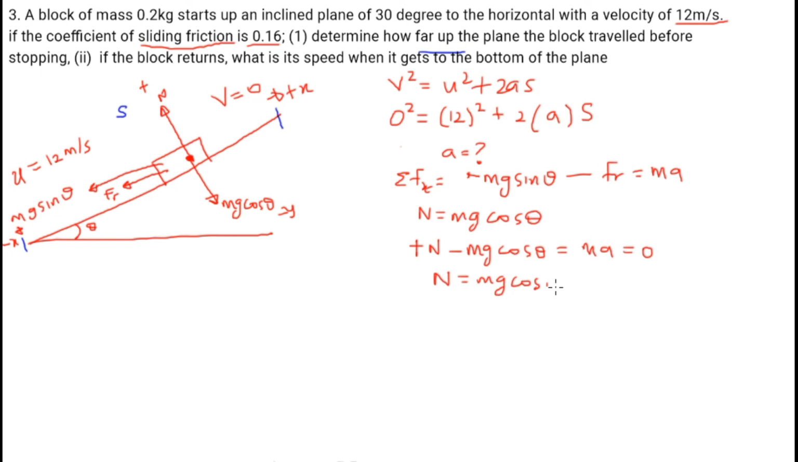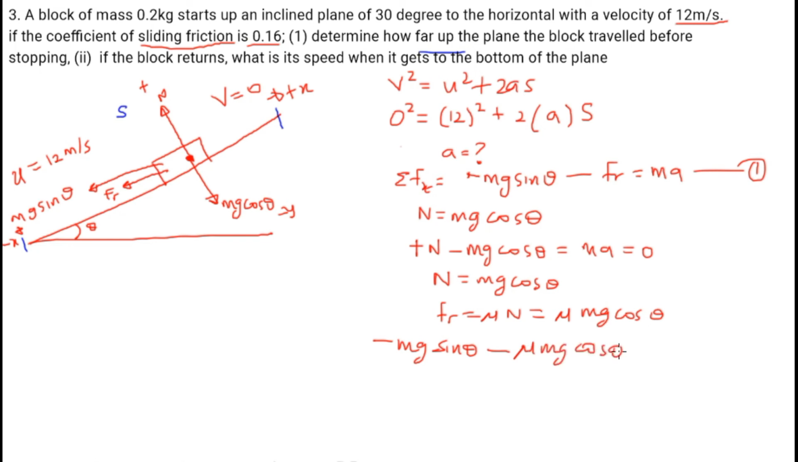But notice that fr is equal to mu n. That means mu multiplied by n, which is mg cosine of theta. If I substitute it in this equation, let's say this is equation 1, then equation 1 will become minus mg sine theta minus fr, which is mu mg cosine of theta, and that's supposed to be equal to ma. If I divide both sides by m, the m cancels out.